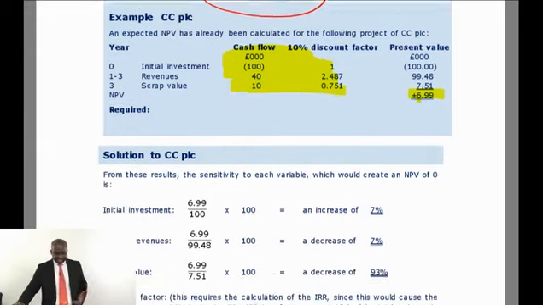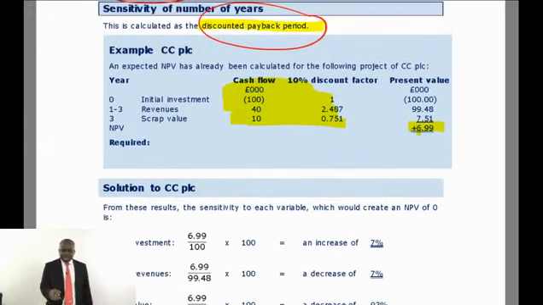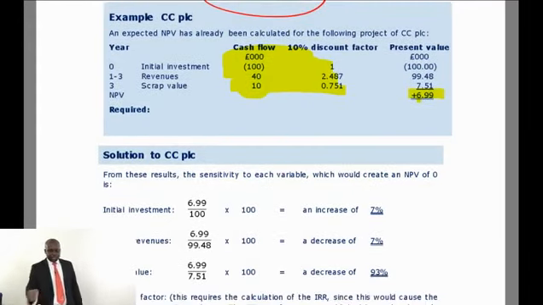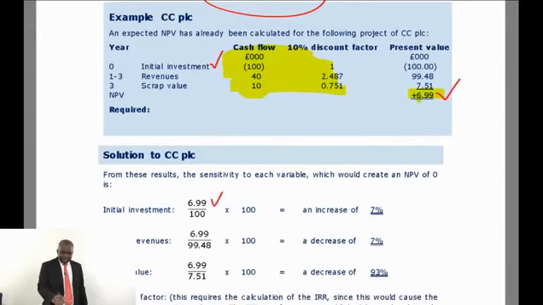Okay, that is the sensitivity. If you need any of the cash flow items here, we said it is the NPV divided by the present value. So when I pick initial investment, it's going to be the NPV divided by the present value of the initial investment. And as such, we had what?